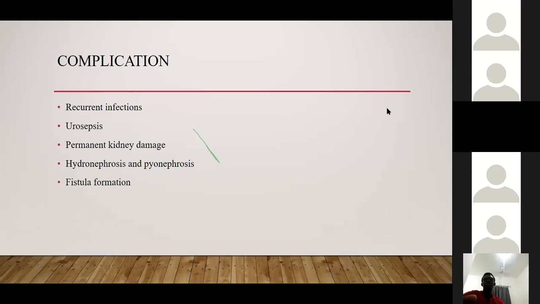Complications, you could have recurrent infection. It could be that severe, the blood can become infected, or we say urosepsis or sepsis, which is secondary to a very severe urinary tract infection. You could have permanent kidney damage, as I've talked about. You could have pus in the kidneys, water in the kidneys over there, as we talked about, pyonephrosis, hydronephrosis.